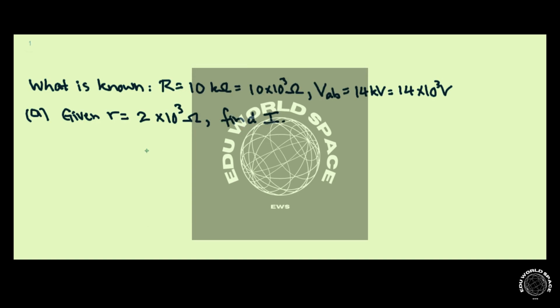What is known from this problem is that the resistance is 10 kiloohms, which is 10 times 10 to the 3 ohms, and the terminal voltage is 14 kilovolts, which is 14 times 10 to the 3 volts. And in part A, you're given an internal resistance of 2000 ohms, which is 2 times 10 to the 3 ohms, and you're asked to find the current.